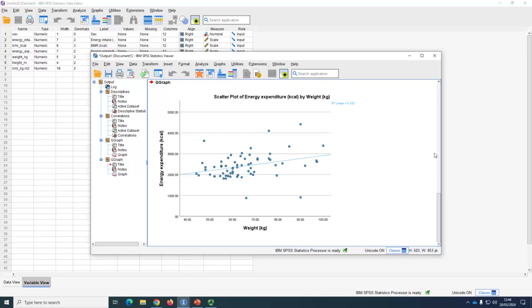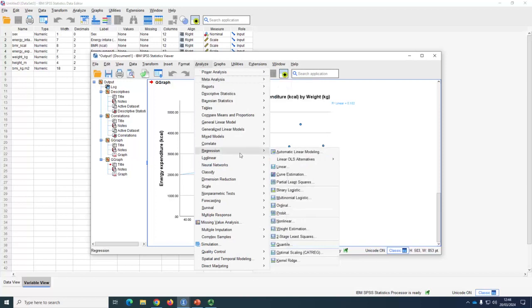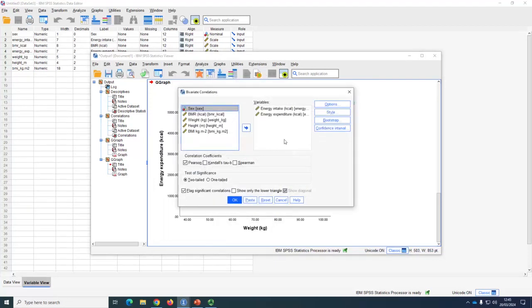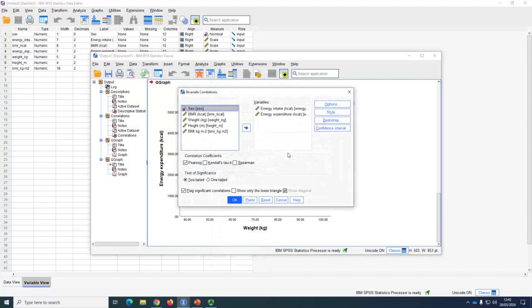And speaking of, shall we quickly calculate the R value for our weight versus energy expenditure? So let's go to analyze, go to correlate, and bivariate. It's the same as we did earlier for energy expenditure and intake. So again, take the intake out and replace it with weight. So you're setting up to correlate energy expenditure and weight. Weight in, intake out.